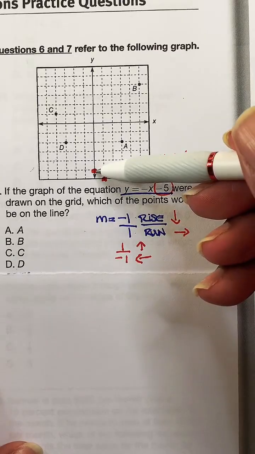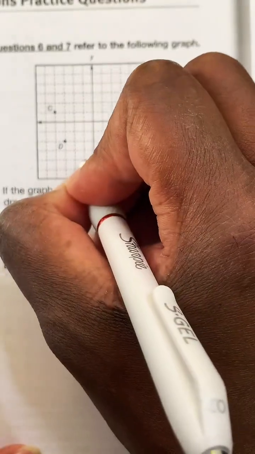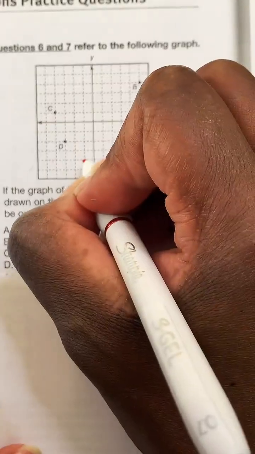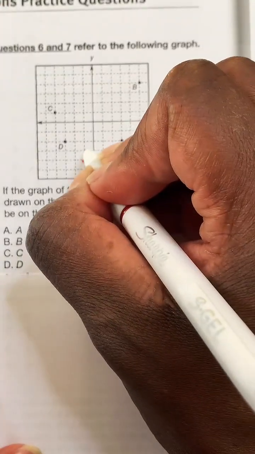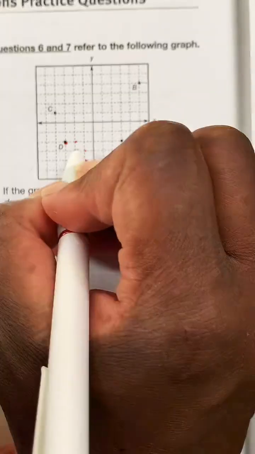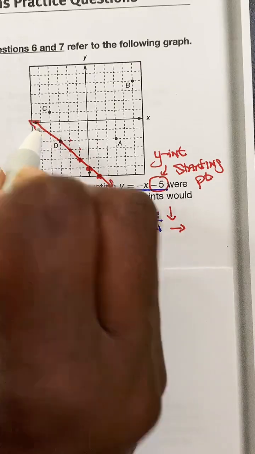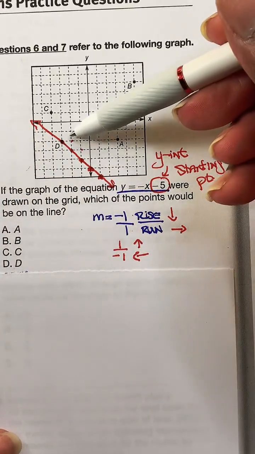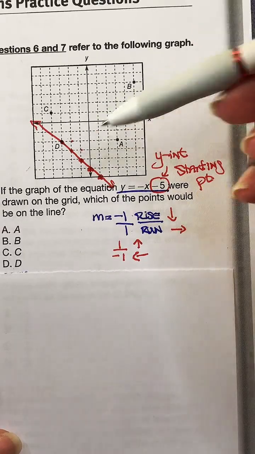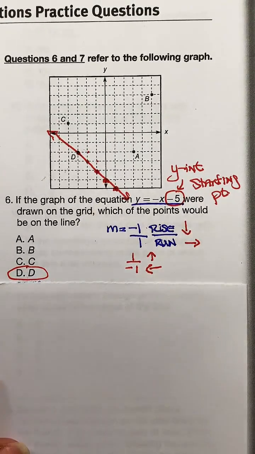So starting here at -5, I'm going to go up 1 and to the left 1 to make a point. And I can continue that trend as long as I want. I can go up 1 to the left 1, up 1, to the left 1. Look what happened here. This is your line. And which point is it going through? It's going through point D. So your answer is going to be D. So it's measuring, do you know how to graph an equation of the line?